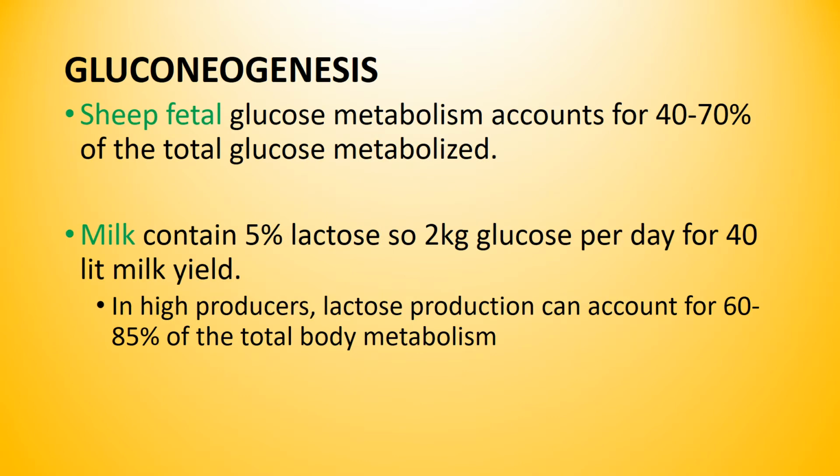When we talk about the fetus, here is the example of sheep. Fetal glucose metabolism accounts for 40 to 70% of the total glucose metabolized in the body. When we take the example of milk, milk contains 5% lactose, so almost 2 kg of glucose per day is required for 40 kg of milk production. If an animal is producing 40 liters of milk, and we consider lactose as 5%, there is a requirement of 2 kg glucose per day for that animal. For a high producer animal, the lactose production will definitely be more, and it can account for 60 to 85% of the total body metabolism.